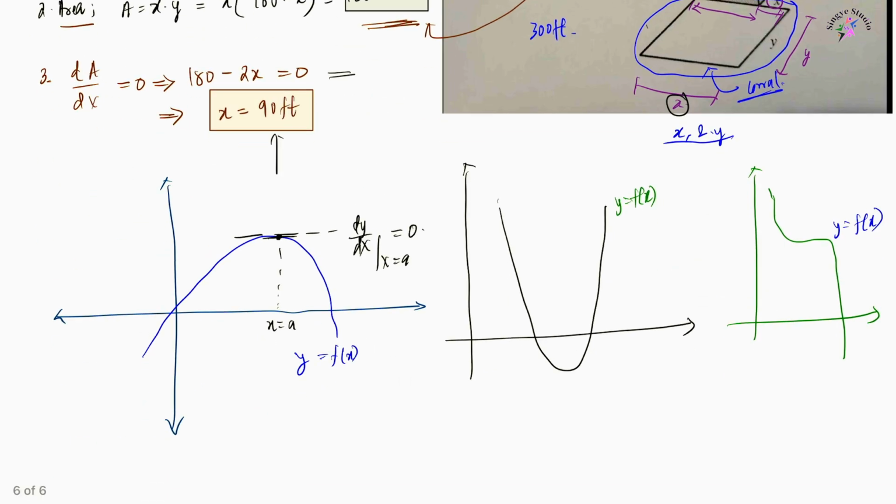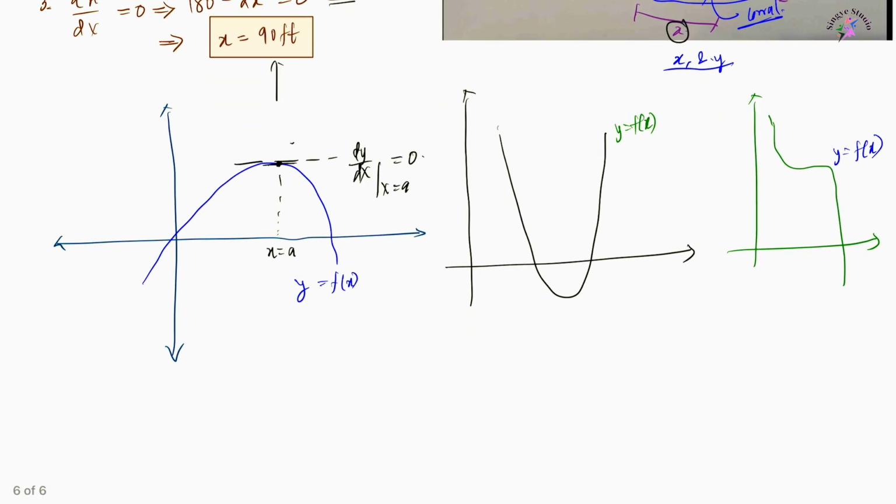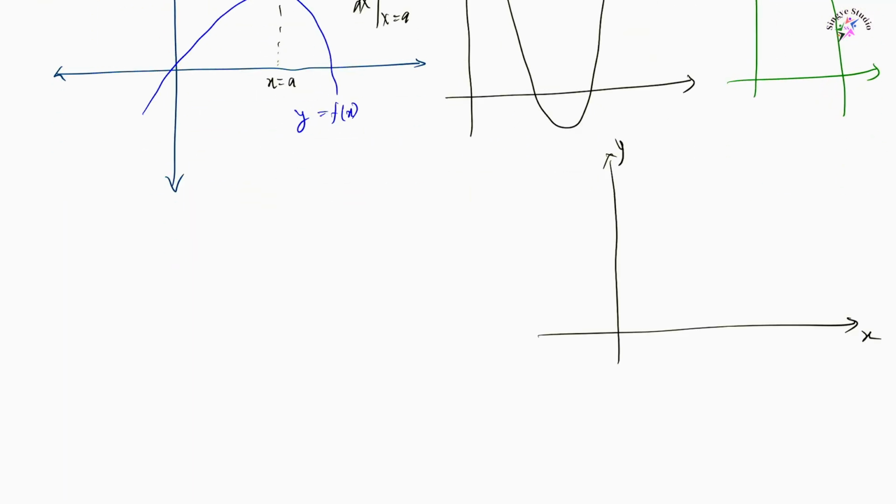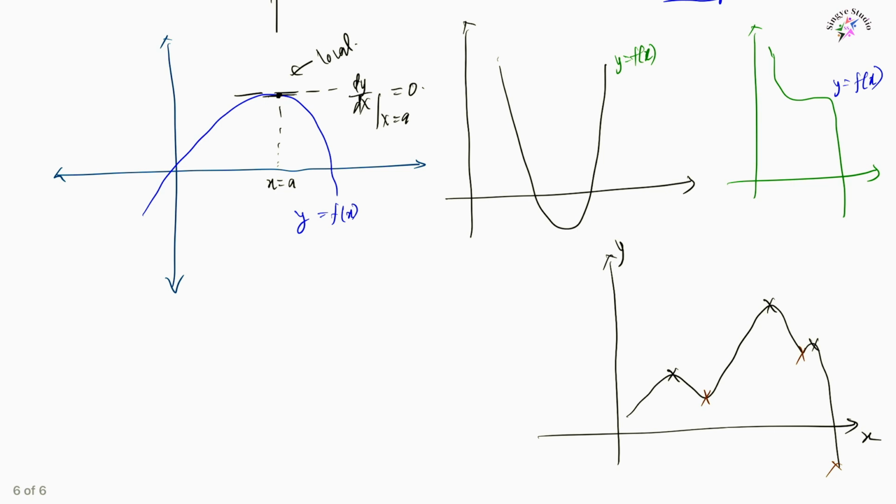Okay, but if this has the maximum, this is the local maxima, right? If you can see this, for example, if we have a function like this, then these are the local maximas, and these are the local minimas, right? So this is the local maxima.